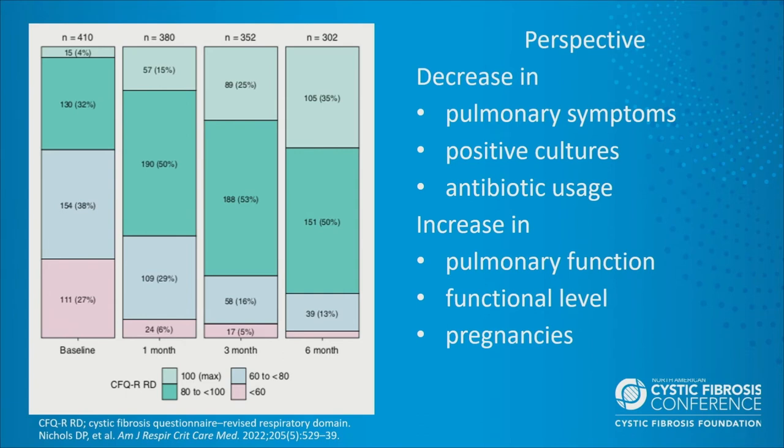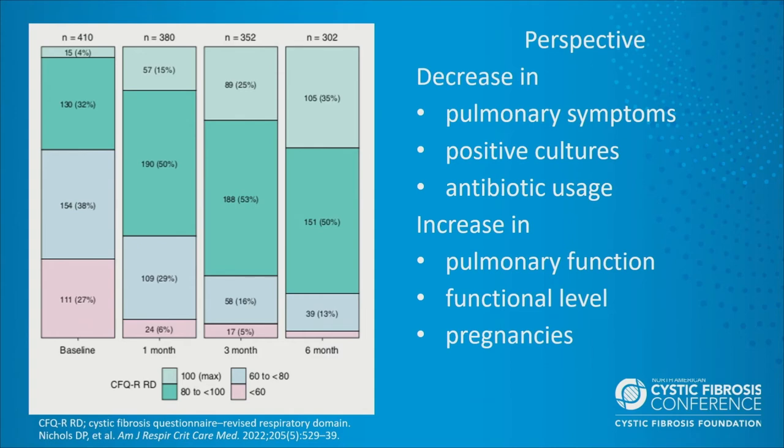So it was very interesting to hear the other talks. I think that these decreases in pulmonary positive cultures, together with decrease in pulmonary symptoms and antibiotic usage, together with an increase in pulmonary function and functional levels and an expected increase in pregnancy, should be considered when we plan patient therapy and antibiotic therapy in the future.